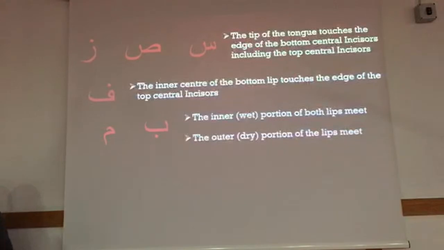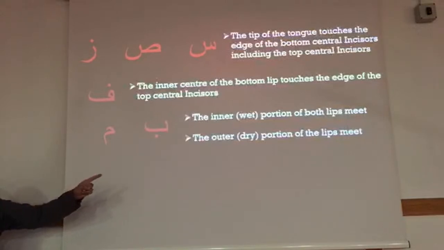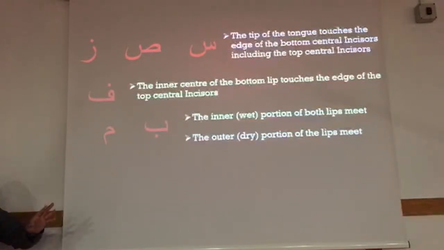Why? Because it's wet. But when you say ba, it's harder. Try it. You can't do it. Your lips aren't slipping, because ba is on the dry portion and mim is on the wet portion. So for ba, the lips are closed more, and for mim, the lips are closed, but you can see the lips.